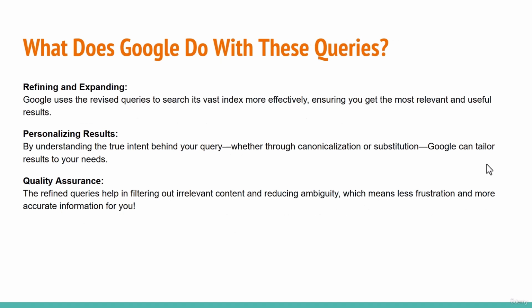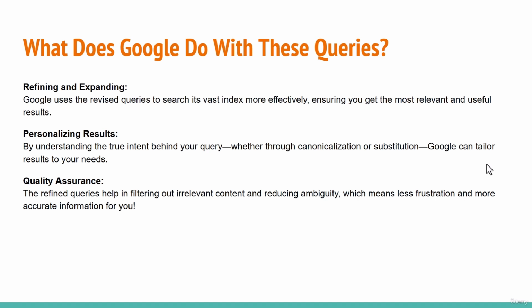There are three main purposes. First, refinement and expansion. Sometimes people search for things that aren't very popular, resulting in few search results. Google, therefore, replaces the query in the back end using substitutes so that it can display broader and higher quality results. The second purpose is personalization of results, displaying results that the user needs and which fulfill the user's requirements.